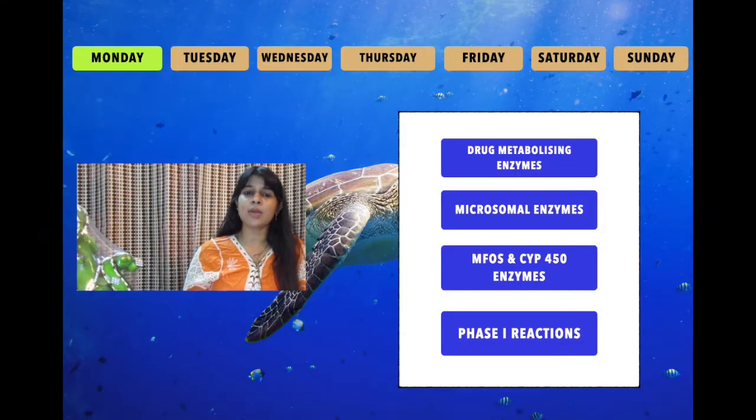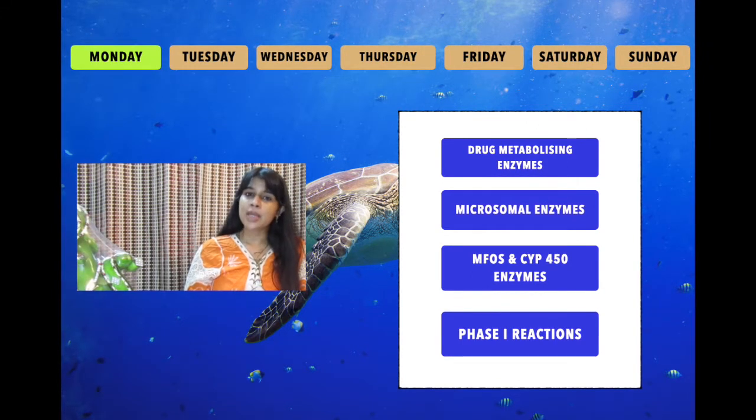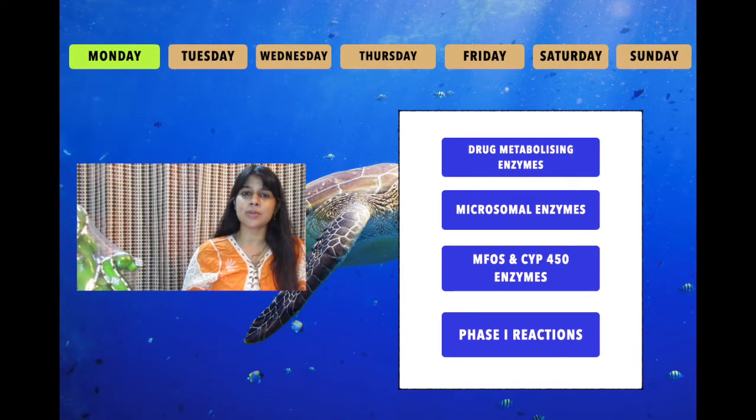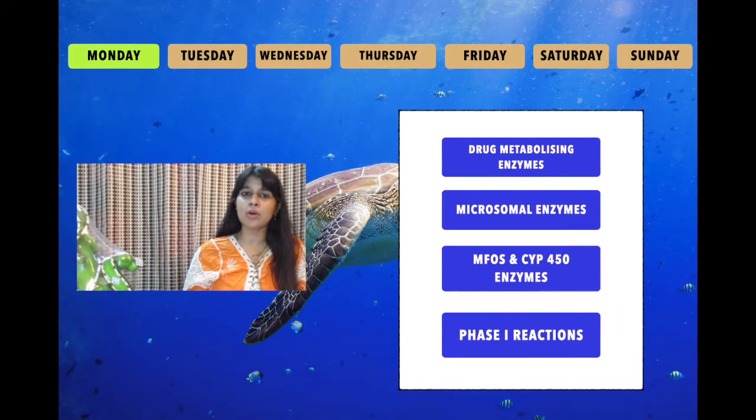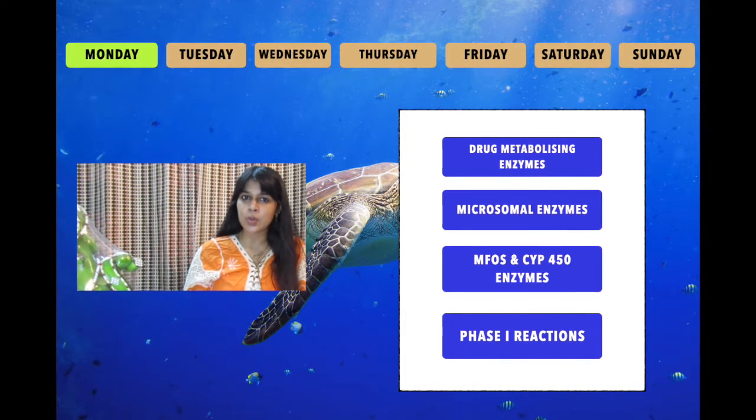And the first day we're going to start from is Monday. So in Monday's episode, what we did was the drug metabolizing enzymes, and I started off with the microsomal enzymes. First of all, I gave you the site, that is the smooth endoplasmic reticulum of mainly the liver, and they're also found in intestines, kidney, and many other tissues also.